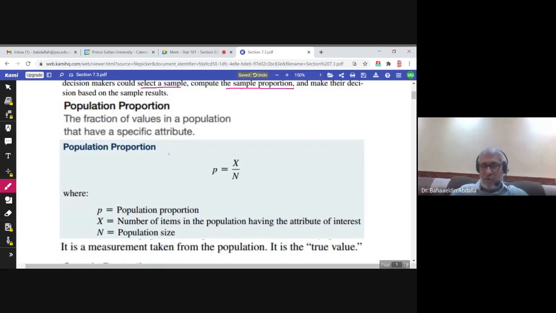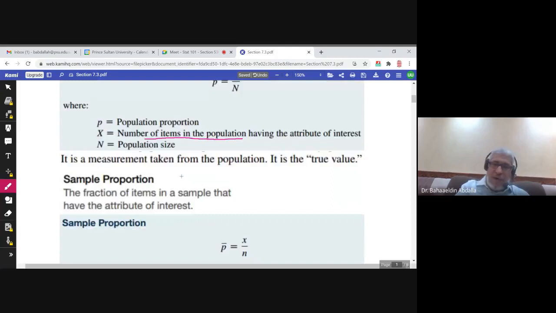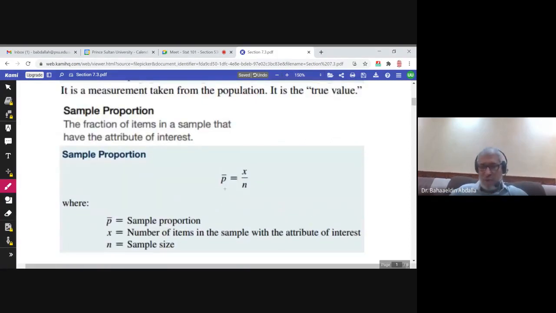To find the population proportion, we divide capital X by capital N, where capital X is the number of items in the population having the attribute of interest, and capital N is the population size. So the population proportion is denoted by P, while the sample proportion, we will call it P bar, and it is also X over n, small letters, where x is the number of items in the sample with the attribute of interest, and small n is the sample size. So this relation is important. This is how to find the sample proportion.